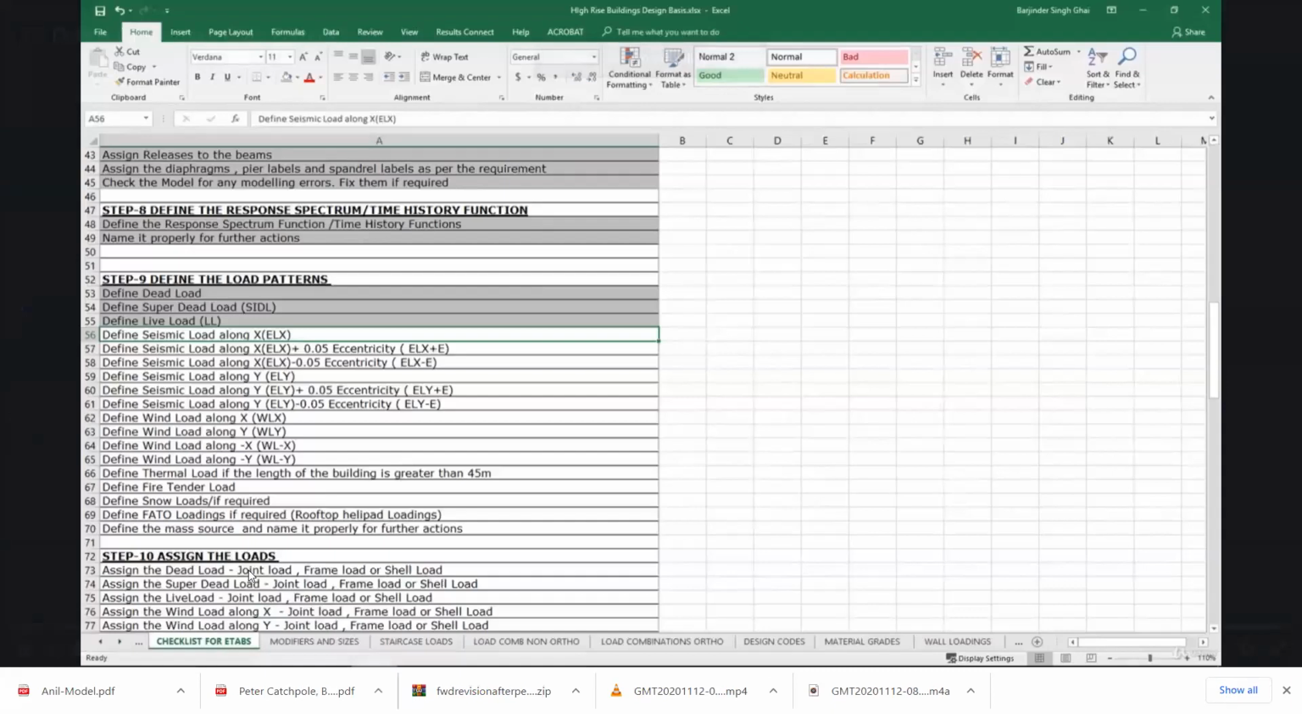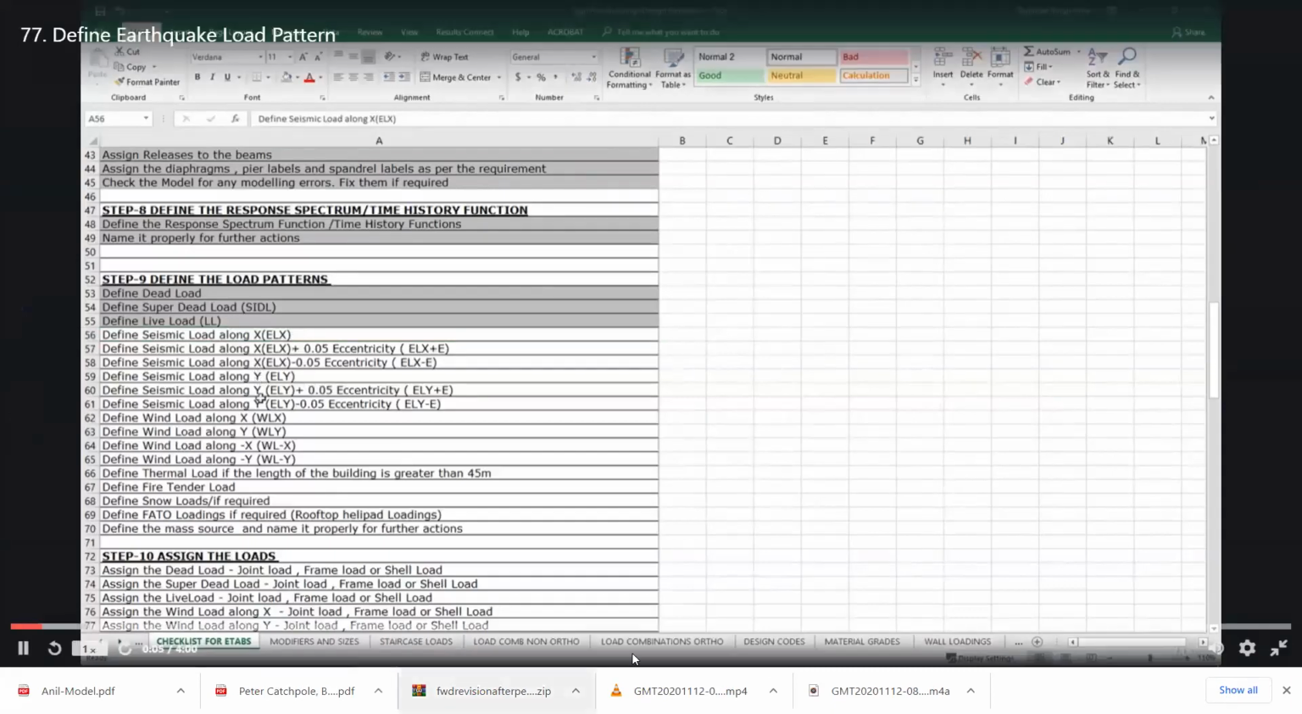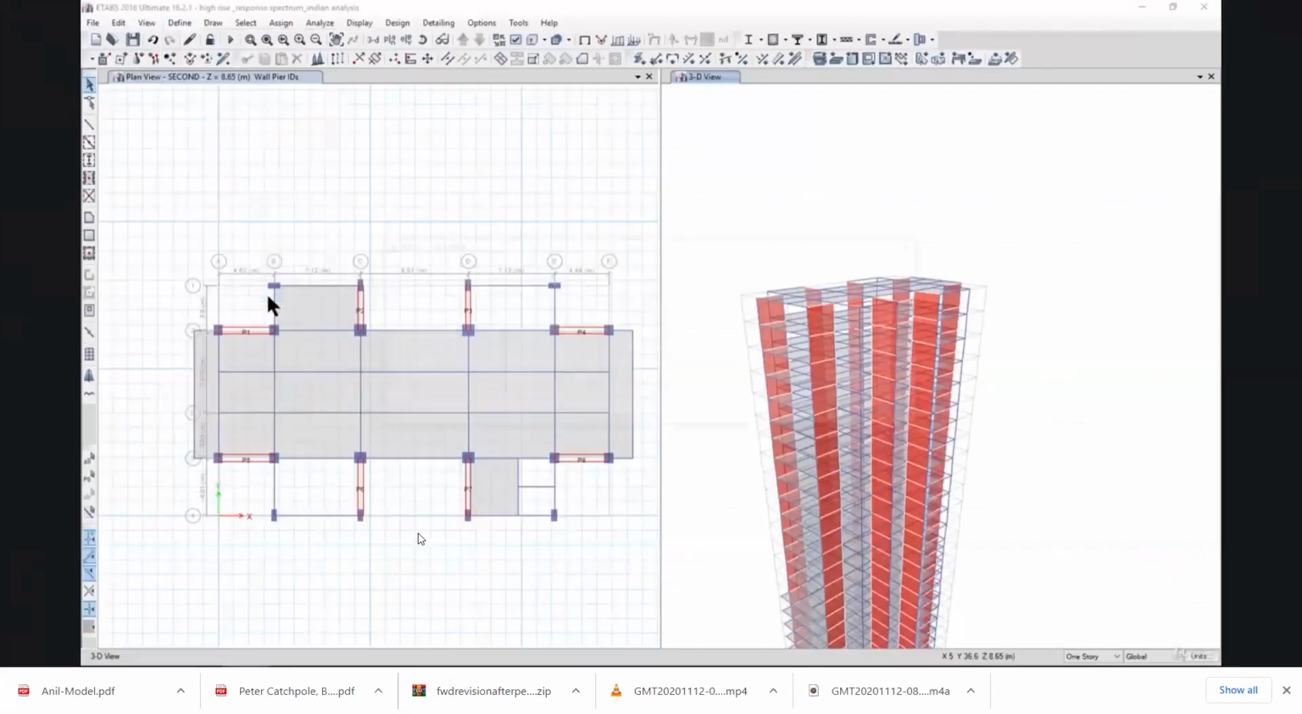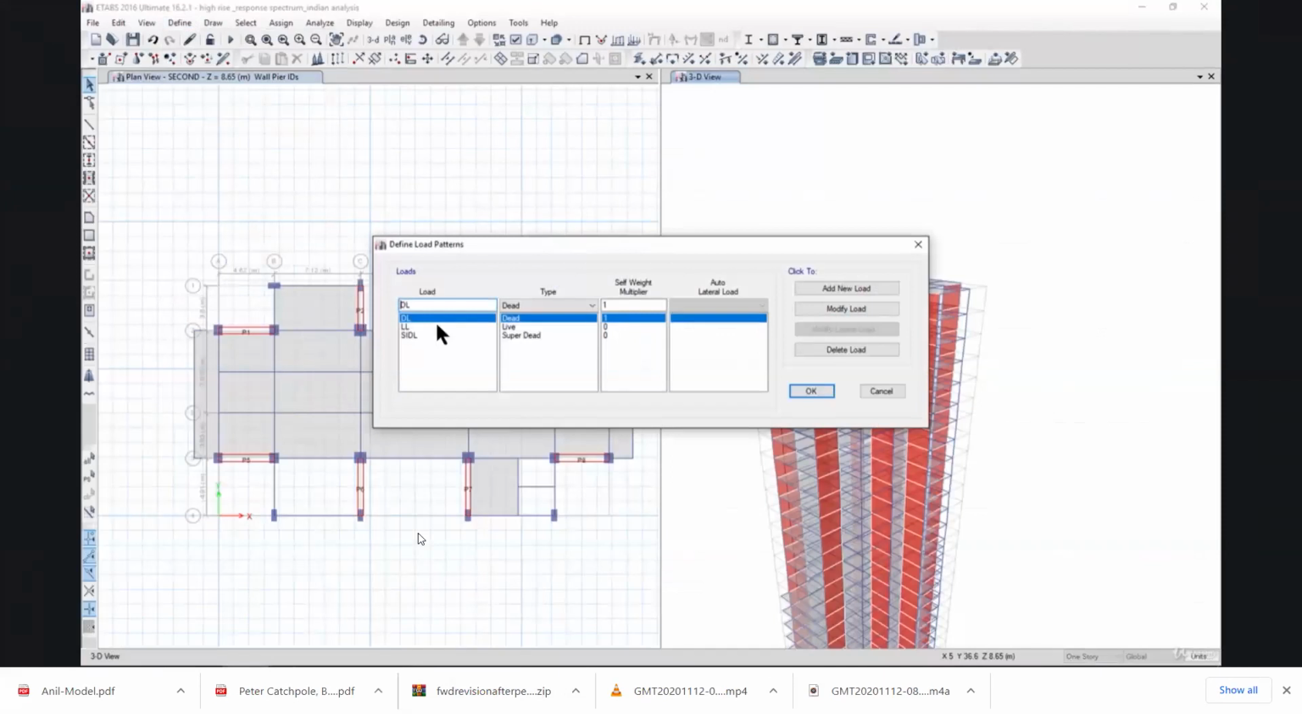In this lecture, we will define the seismic loading along all the directions. So we need to define seismic load along x plus 0.05 eccentricity, x minus 0.05 eccentricity, y plus 0.05 eccentricity, and y minus 0.05 eccentricity. So we go to define load patterns. Here we have already defined dead load, live load, and superimposed dead load.